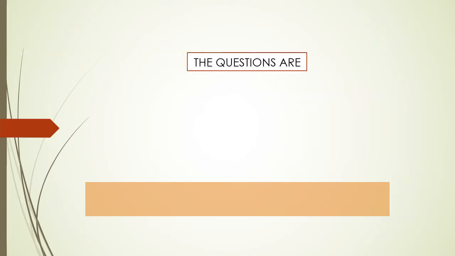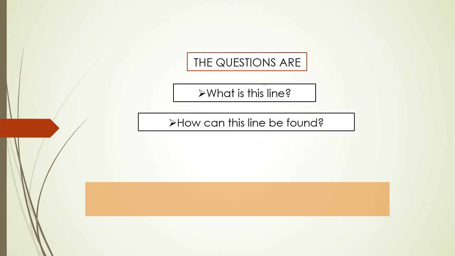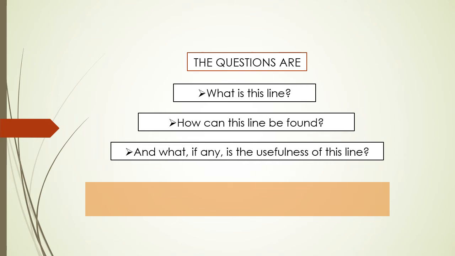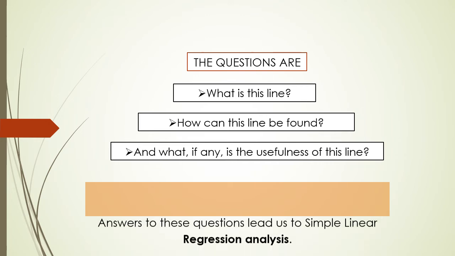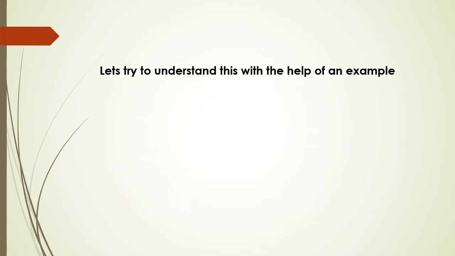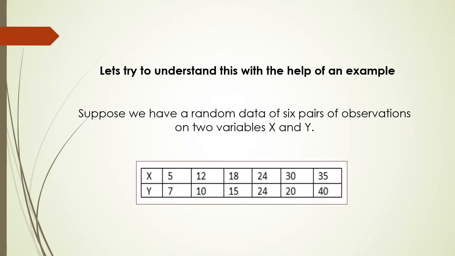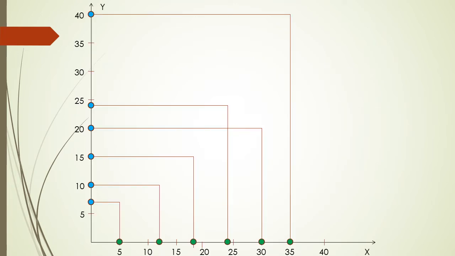The questions are, what is this line? How can this line be found? And what, if any, is the usefulness of this line? Answers to these questions lead us to simple linear regression analysis. Let's try to understand this with the help of an example. Suppose we have a random data of 6 pairs of observations on two variables x and y. Now let's plot the data on the xy plane.